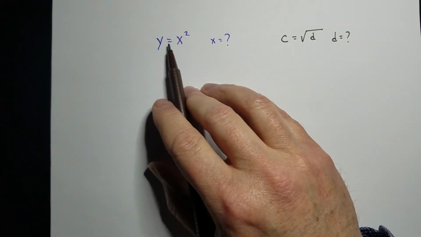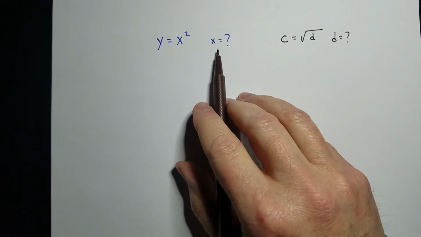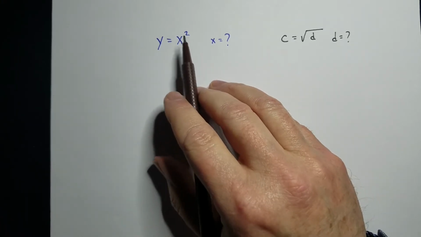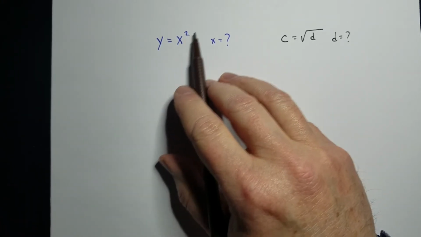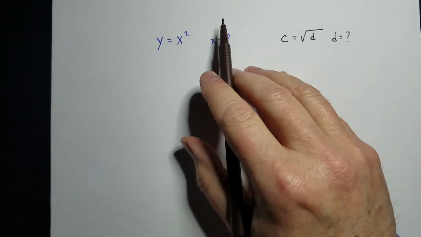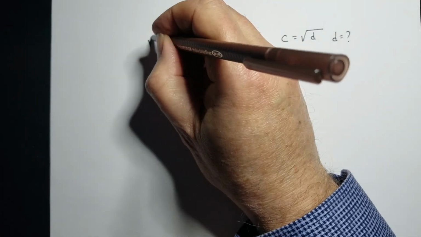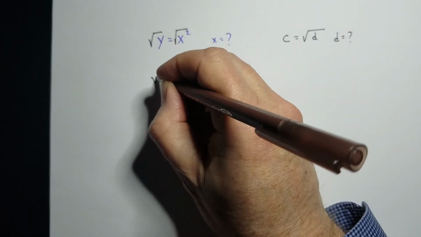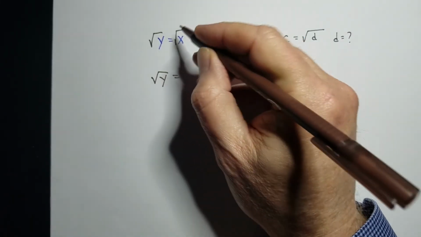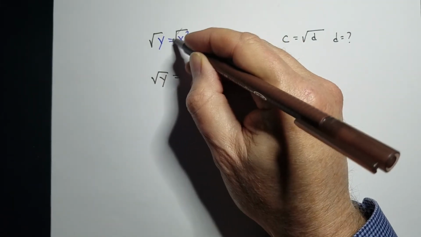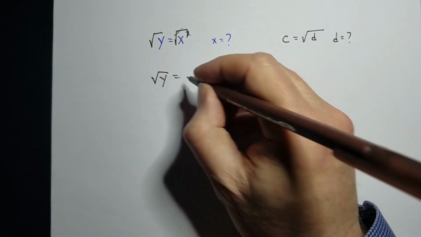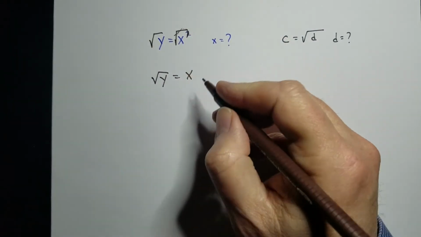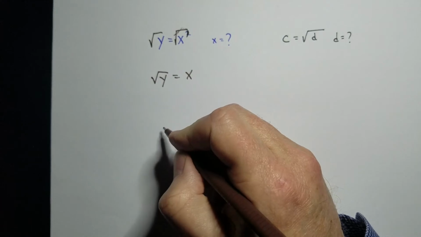Okay, now we get into squares and square roots. Well, I've got y equals x squared, but I just want to solve for x. Well, I need to do the opposite of a square, and the opposite of a square is a square root. So I want to take the square root of both sides. And when I do that, we get the square root of y equals, square root and square cancel each other out. They destroy each other, and we're just left with x. So x is equal to the square root of y.